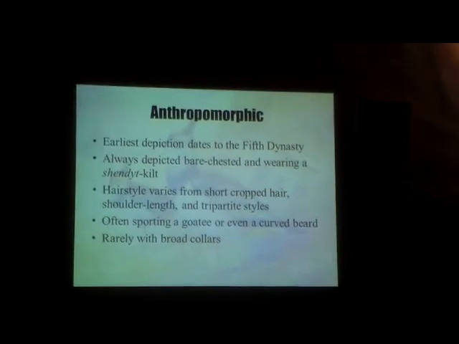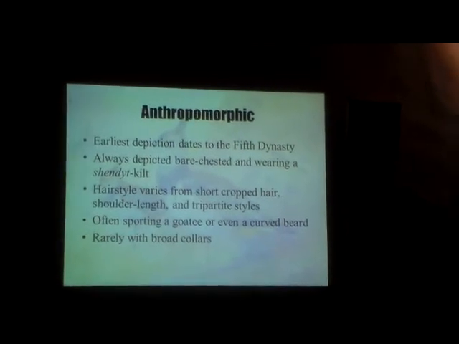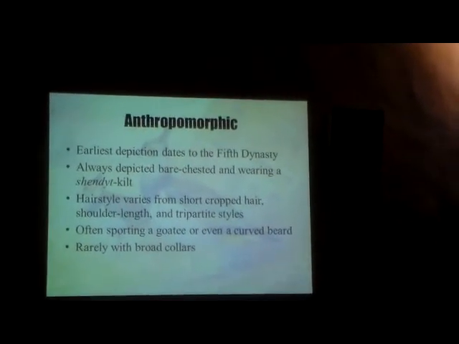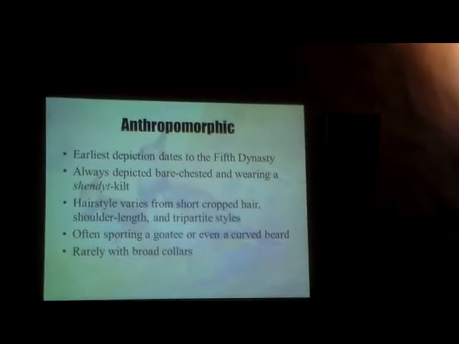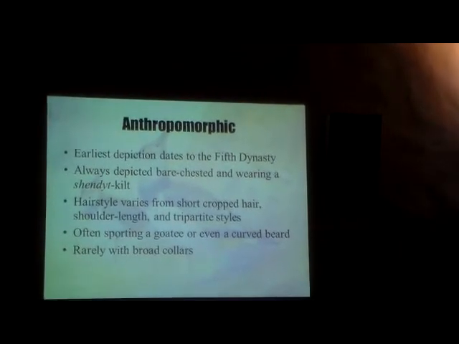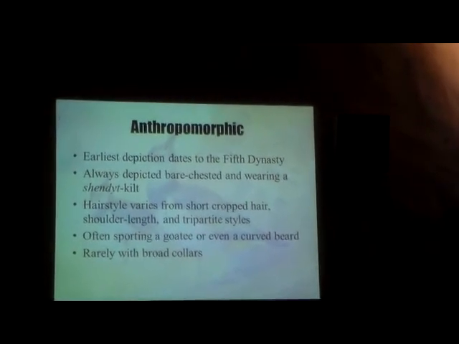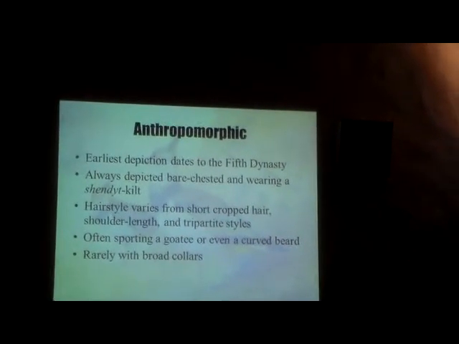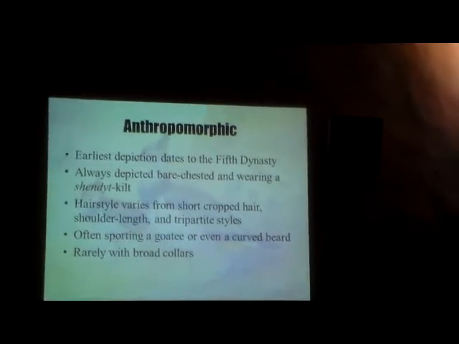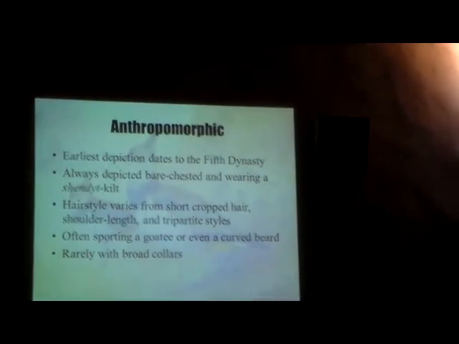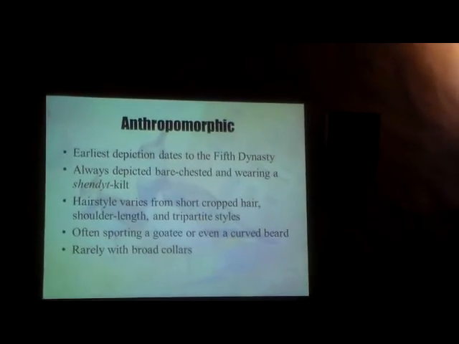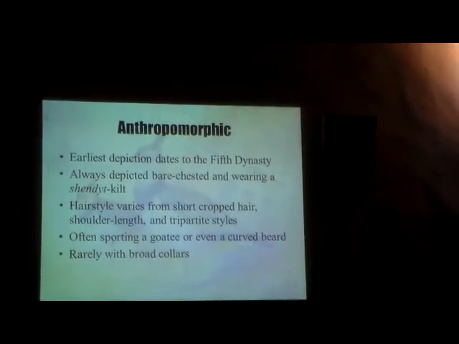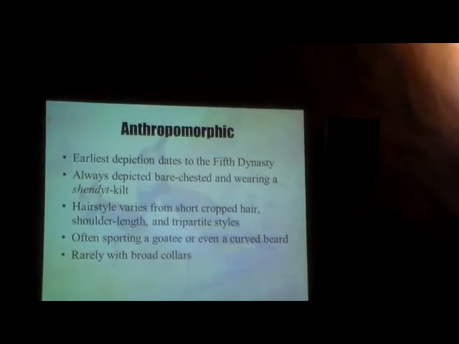But what you find in these anthropomorphic forms is that they're always depicted bare-chested, wearing the typical wraparound kilt, the shendyt kilt, if you want to call it that. Their hairstyles often vary a little bit, from short cropped hair, shoulder length, or even tripartite styles. You'll often see them with a small goatee beard, or even a curved beard. And rarely, particularly during the Greco-Roman period, they'll have broad collars.